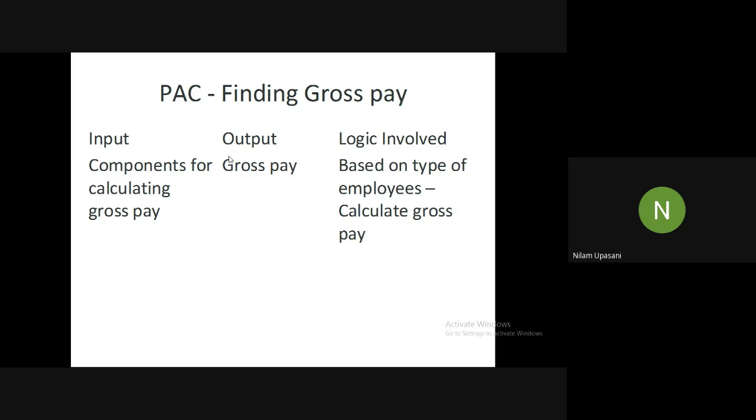Okay, what is the output of this function? Gross pay. Okay, and the logic involved will be based on the type of employee. So input, output and logic. While writing the function, what we need? Input, output and logic involved. So here mainly we could say that there is difference in input.